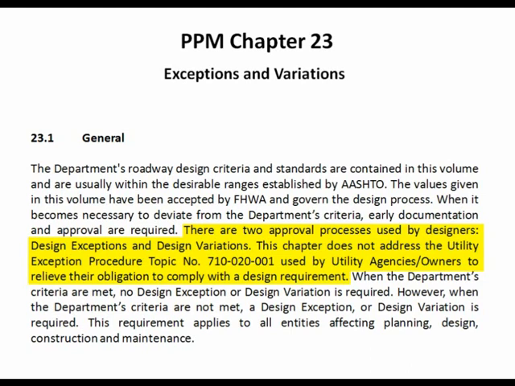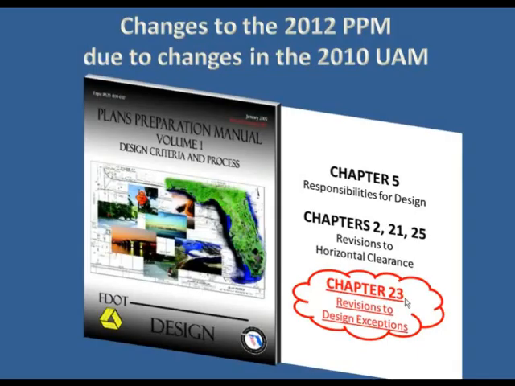Once you've ordered the utility to relocate, they are now obligated to relocate. And they have an exception process, which is the Utility Exception Procedure, topic 710.02.101, and that's to relieve them of their obligation to comply with a design requirement. So if they've been ordered to move, they have an obligation to comply with that design requirement. They can only alleviate themselves of that obligation by processing a utility exception. So that's what we did with Chapter 23.